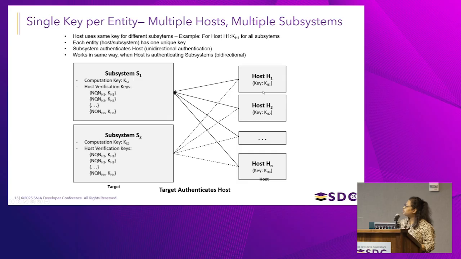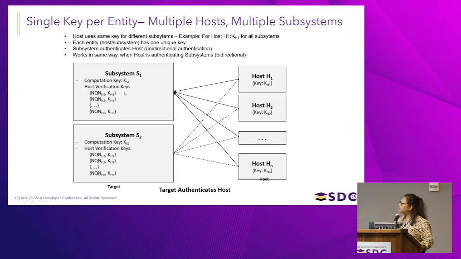So host H1 will be provisioned with KH1, host H2 will be provisioned with KH2. This is the computation key it uses for creating the response for the challenge response protocol. And the subsystem, let's take the case of unidirectional authentication where the target is authenticating the host. Since it has to authenticate the host, it will have its own computation key. If it has to respond for a bidirectional authentication, it has to be configured with its own computation key, and it will also have all the host verification keys.